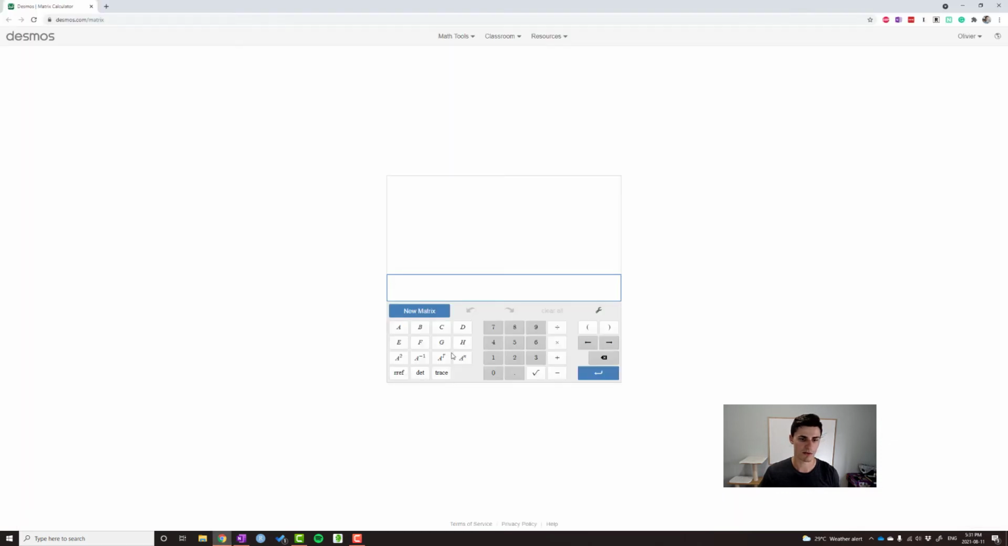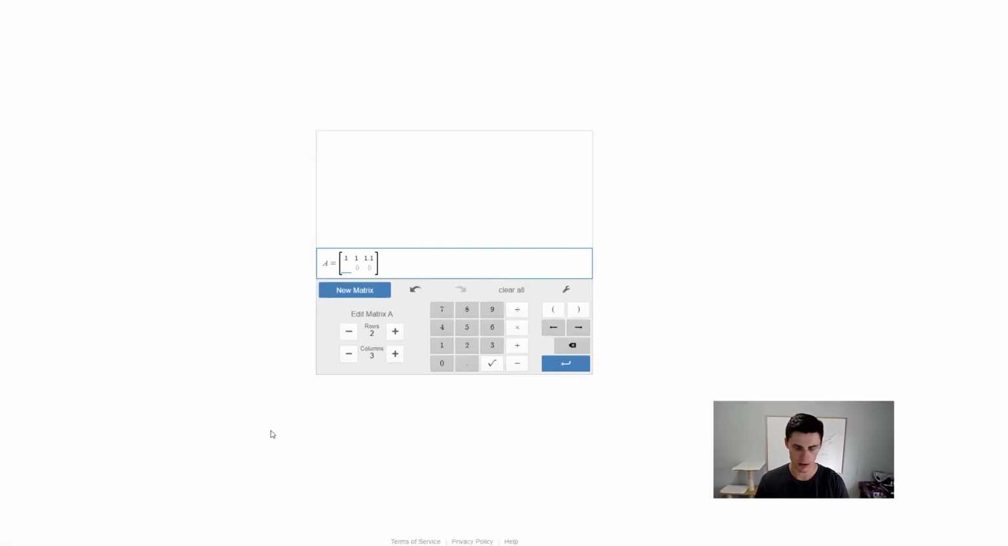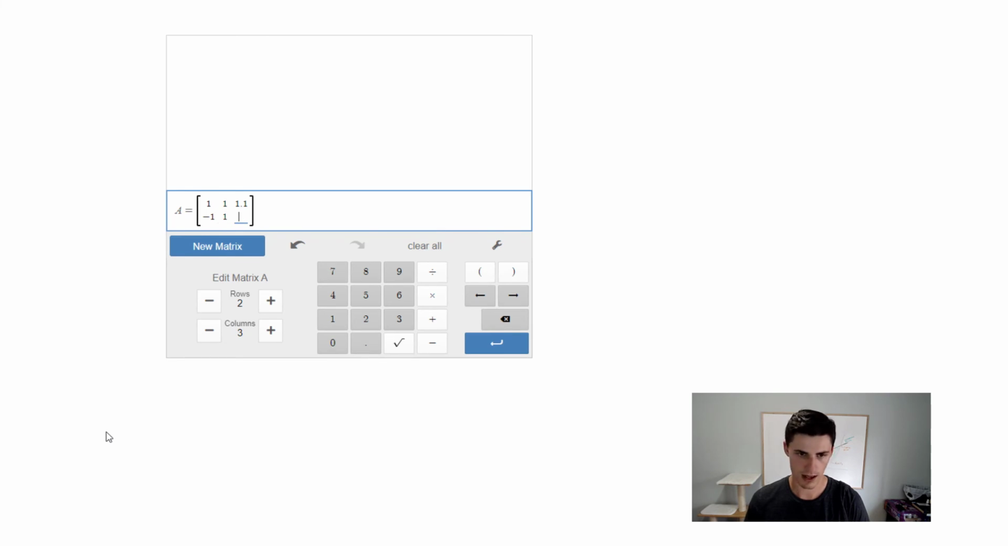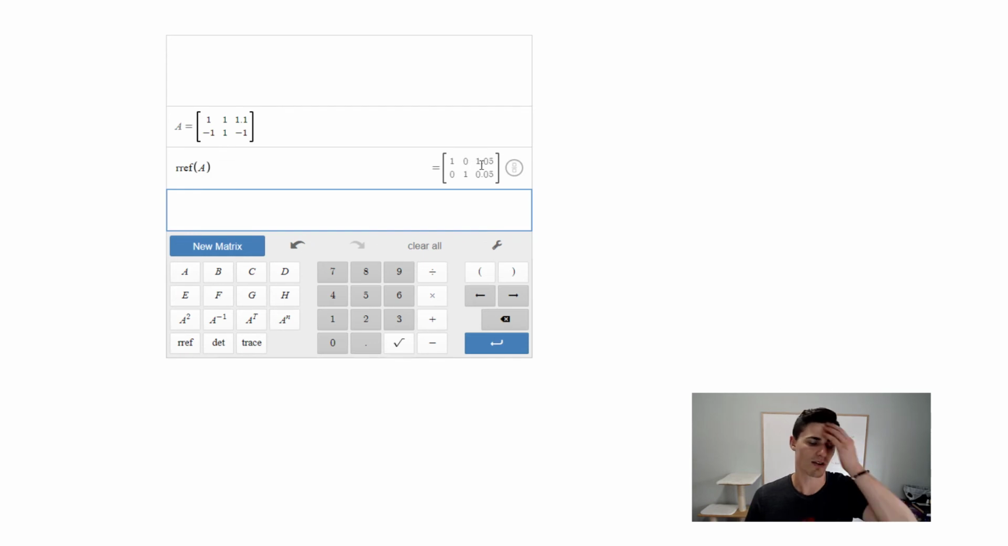Okay, so then when we put this in, I click new matrix. I have three columns, so it's going to be 1. I put the right arrow, 1, and I think this was 1.10. And then I have, let's see, -1, 1, and -1. So -1, 1, and -1. And when I press enter, I have this matrix, and then I can solve for A. So I can RREF A, which is my matrix, and you see that it solves my equation.